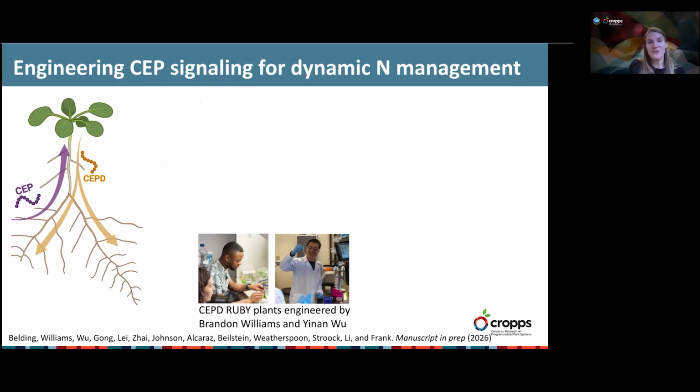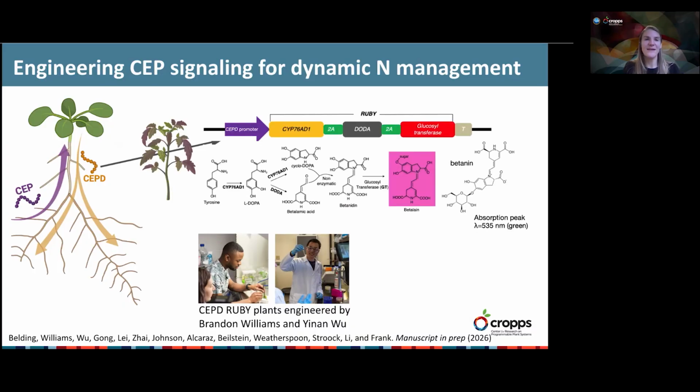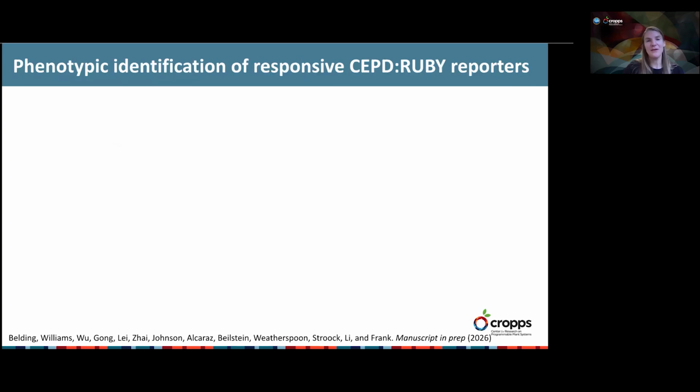In order to visualize when CEP signaling is occurring and therefore project native root sensing of low nitrogen conditions into the plant canopy, we linked the CEP-D promoter to Ruby, a reporter gene that produces a red pigment when it's expressed. We did this for each of the two CEP-D paralogs in tomato. We then performed extensive whole life cycle analysis for multiple independent events for each of the two CEP-D constructs.